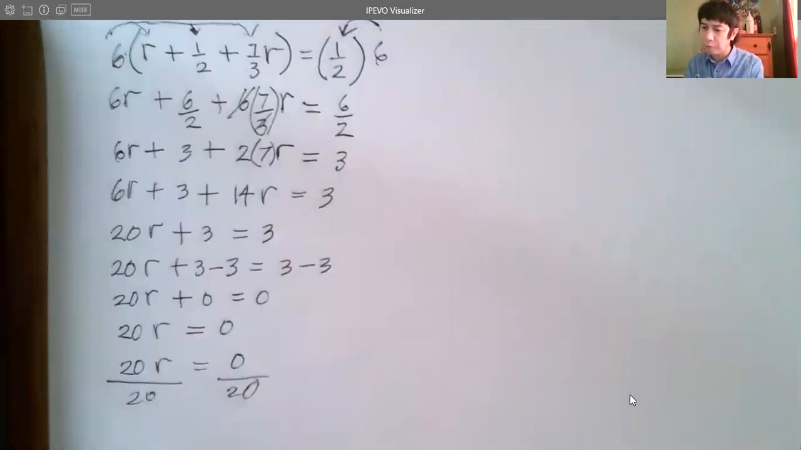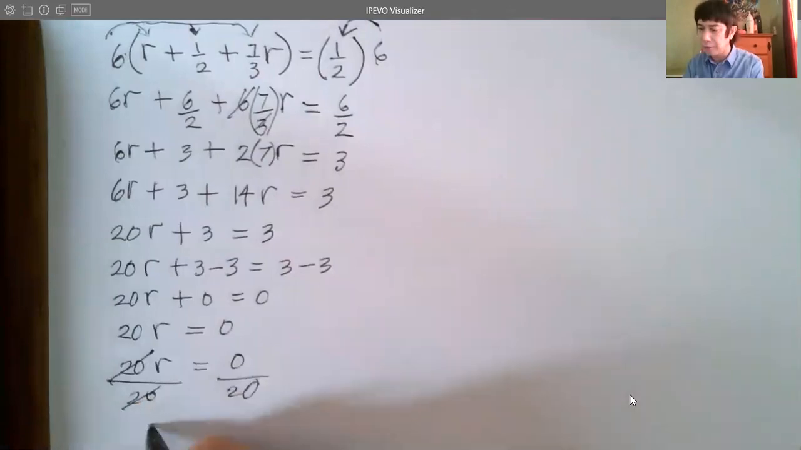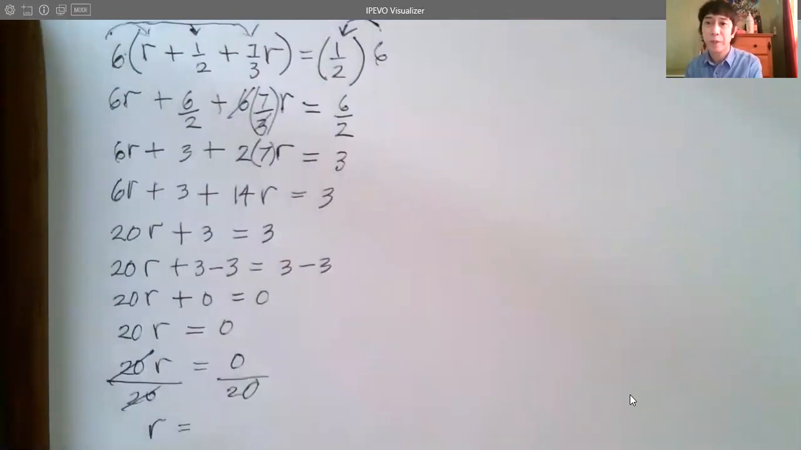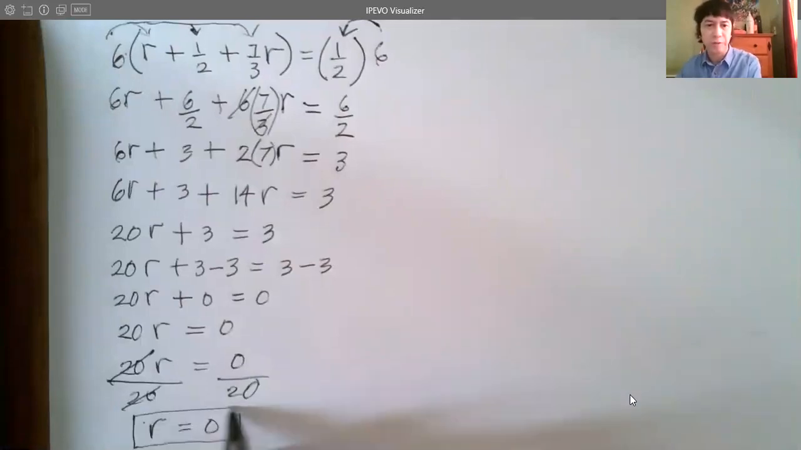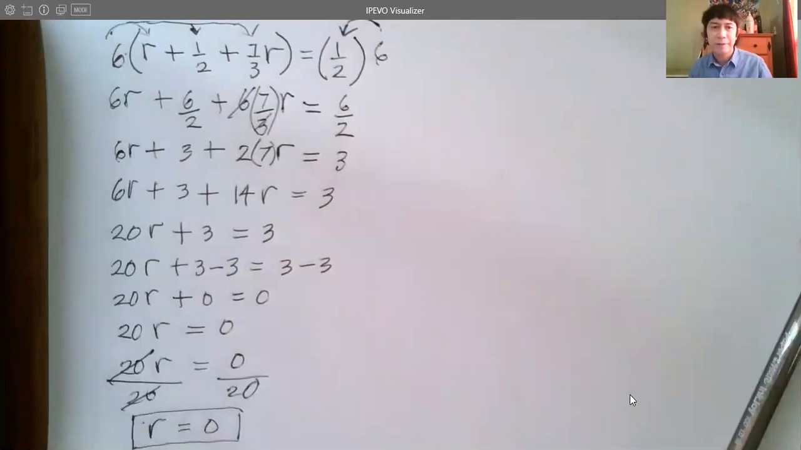And we have 20 divided by 20, that's 1. 1 times r is the variable r, which now gives us 0 over 20. 0 divided by a number other than 0 is 0. So the answer here must be 0. That should be our answer.